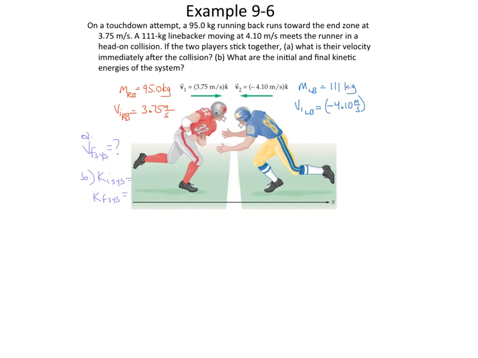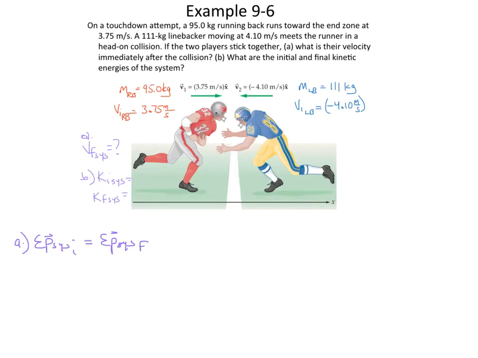All right, let's solve for part A. Part A, we want to find the final velocity of the system. All right, well, what do we know to be true? We know that the net momentum of the system initial is going to be the net momentum of the system final. Okay? Well, what is the net initial momentum of the system?